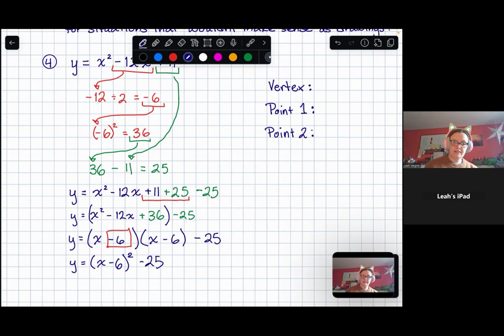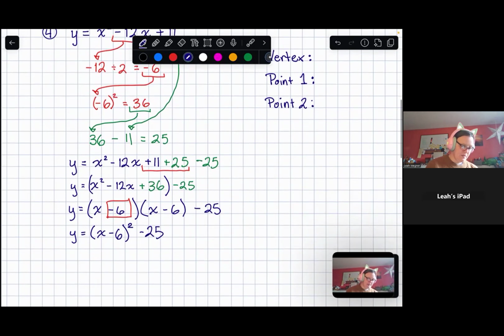All right, vertex form is y equals a times x minus h squared plus k. In this case, our a is equal to 1 because there's an imaginary invisible 1 right there. It doesn't show up because there's just one of them. Convention says it doesn't need to be there.